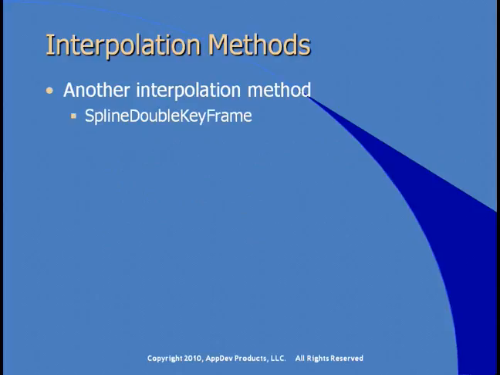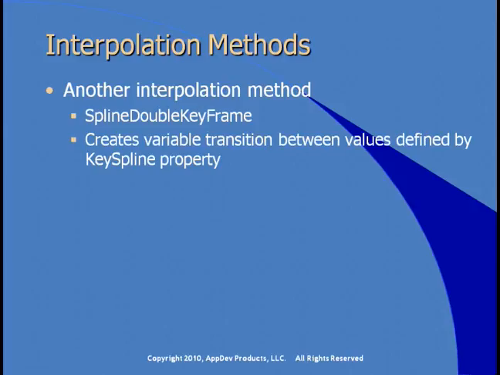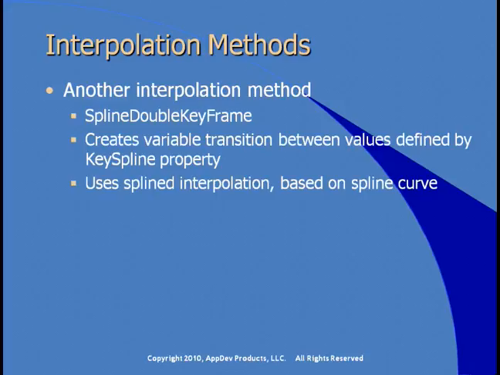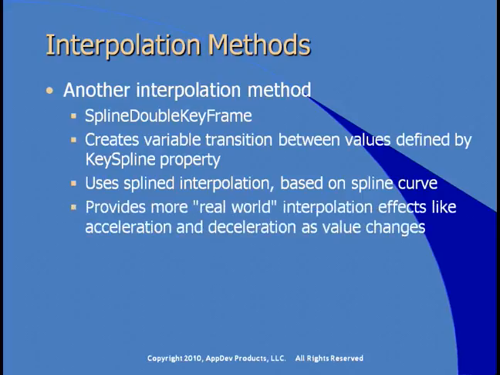Another interpolation method is the spline double keyframe. This creates a variable transition between values defined by a keyspline property. This uses splined interpolation based on a spline curve. You've seen curves before. Imagine that you want to change a value from 100 to 200 using a curve. Well, the curve might indicate that for the first 1/4 second, the width changes very slowly. Then as the time increases, the speed of the change also increases. This provides a more real-world interpolation effects like acceleration and deceleration as the value changes.